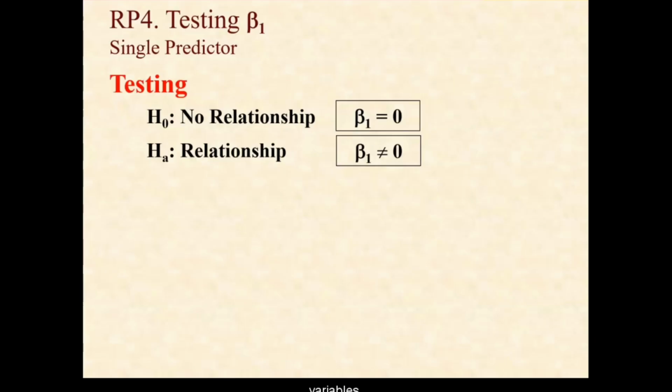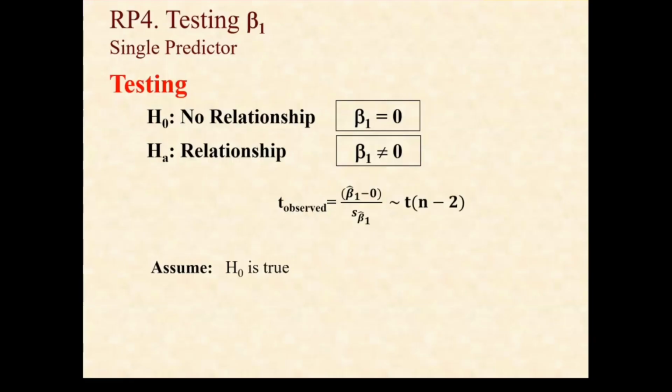Our null hypothesis H0 is that there is no relationship between y and the predictor x. As seen in an earlier module, no relationship corresponds to having a value of beta 1 equals 0. A value of beta 1 equals 0 indicates that the predictor can be removed from the model with no loss in explaining y. In contrast, the alternative hypothesis is that there is a relationship between y and x. HA corresponds with a value of beta 1 not equal to 0.